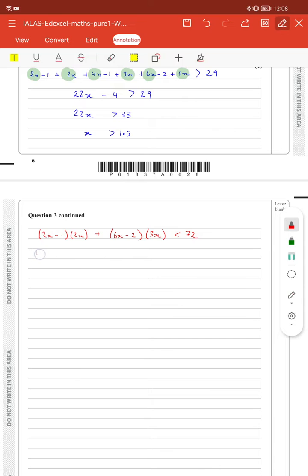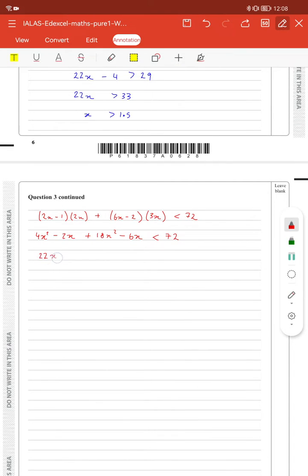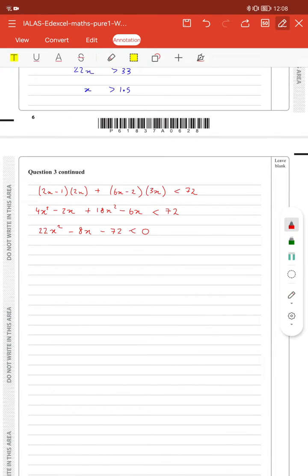meters. This would give us 4x squared minus 2x plus 18x squared minus 6x is less than 72. If we were to add these together, we get 22x squared minus 8x. Bring the 72 across, minus 72 is less than 0. We can divide everything by 2. So you get 11x squared minus 4x minus 36 is less than 0.